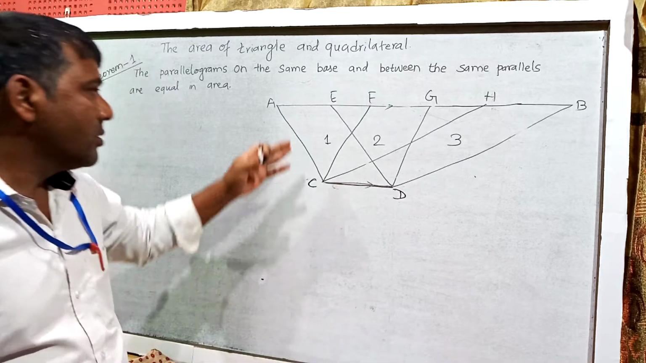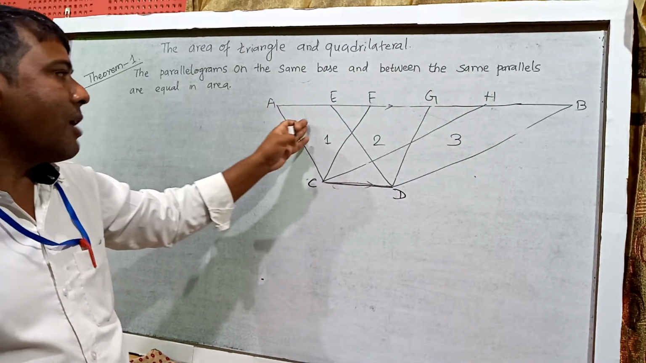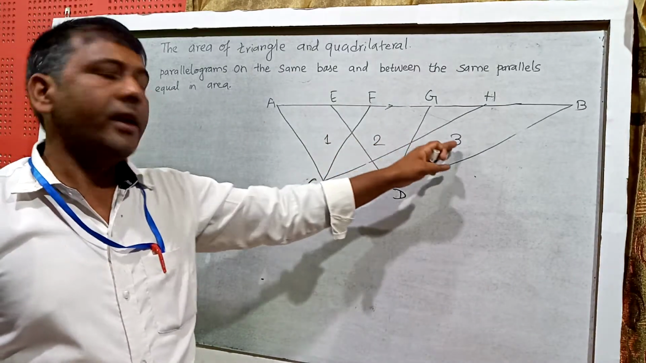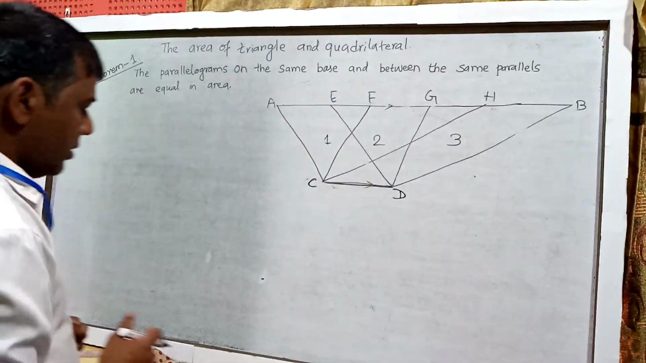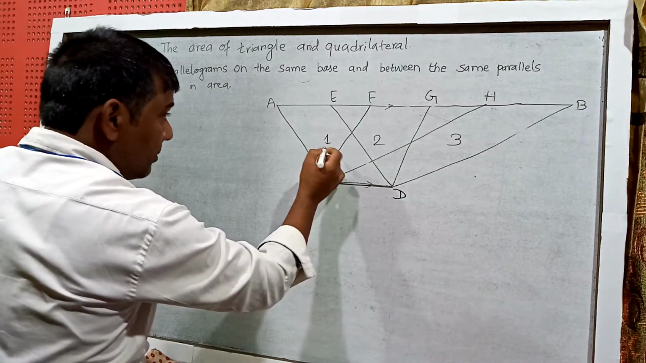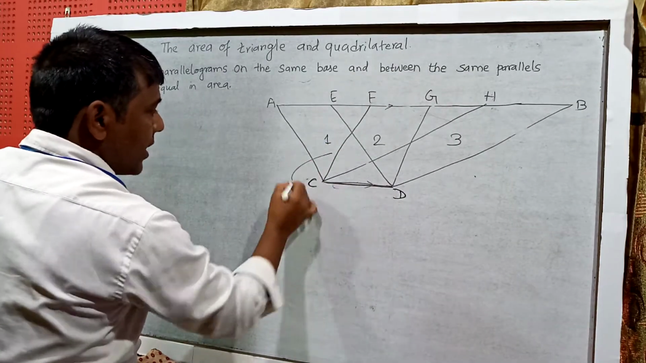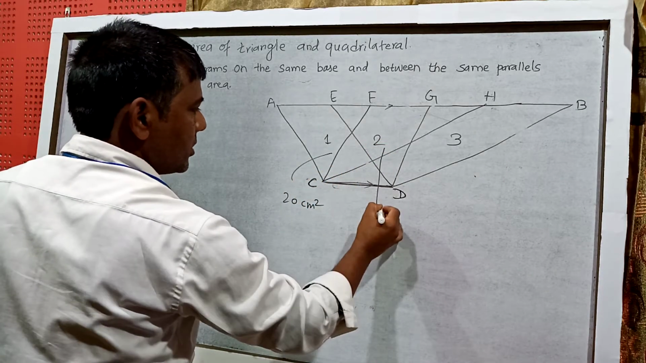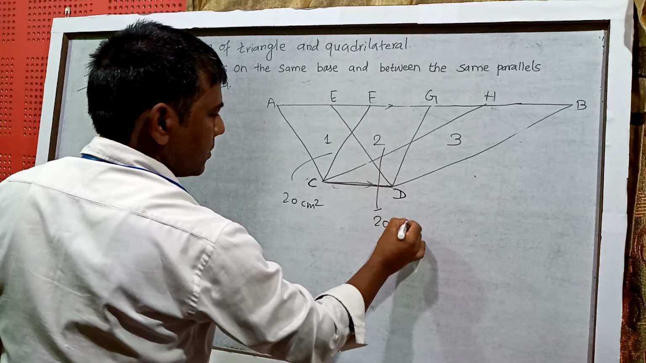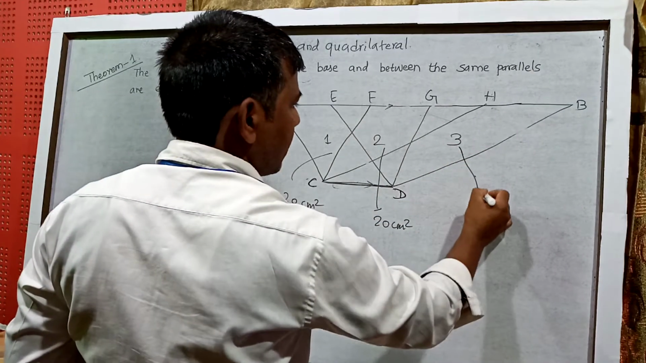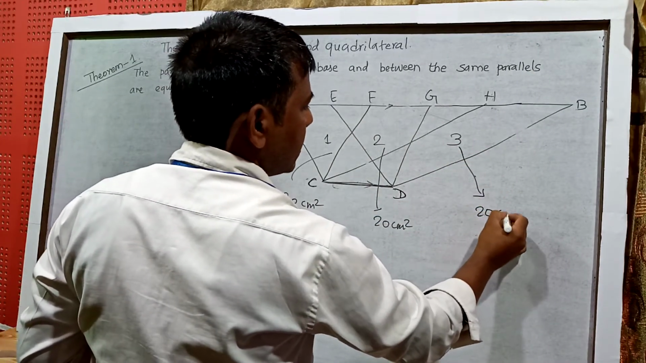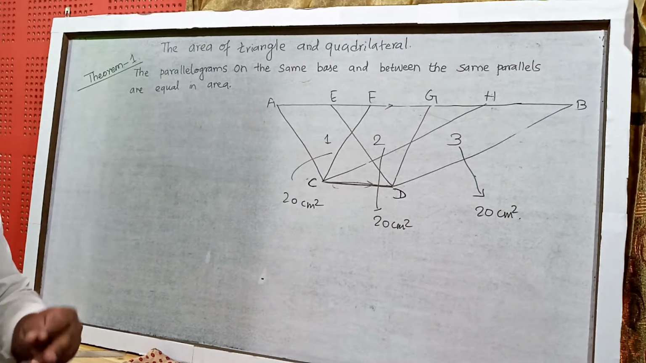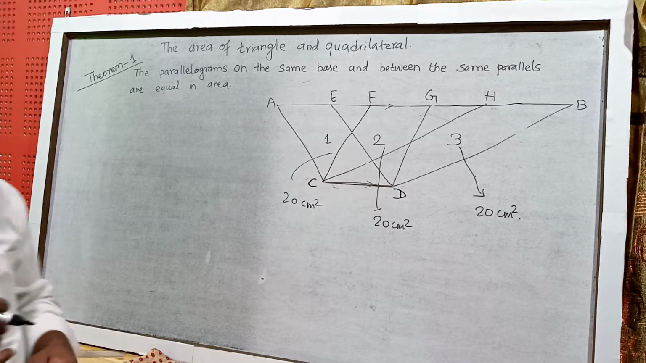In this case, the areas of these parallelograms, denoted by 1, 2, and 3, are equal. If the area of the first parallelogram is 20 cm square, then the area of the second parallelogram is also 20 cm square, and the area of the third parallelogram is also 20 cm square. The areas of these parallelograms are the same.